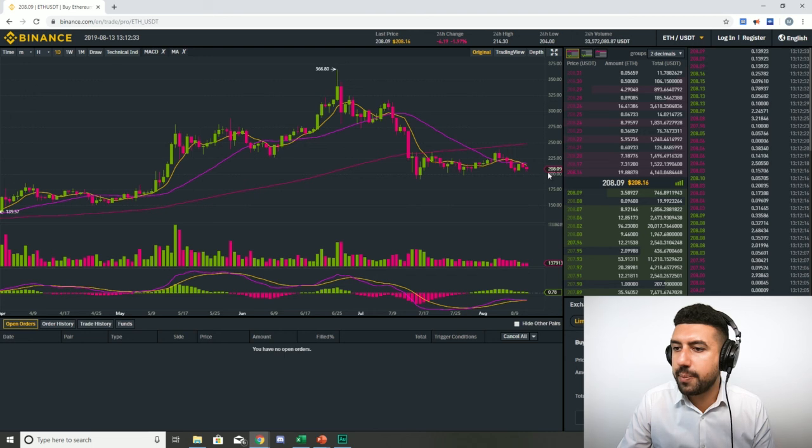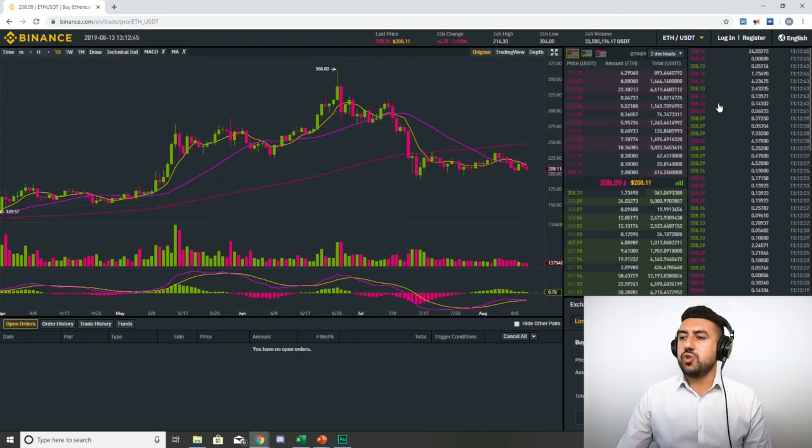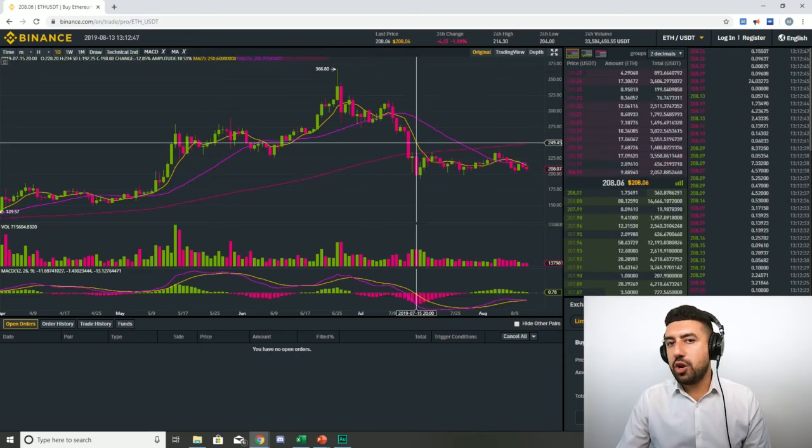As soon as a transaction happens, let's say this transaction at 208.13, it pops up on the chart. See, now it changed. 208.09, 208.09, 208. It keeps changing. So this is going to keep updating as this updates. Every single time a transaction happens, the chart updates.